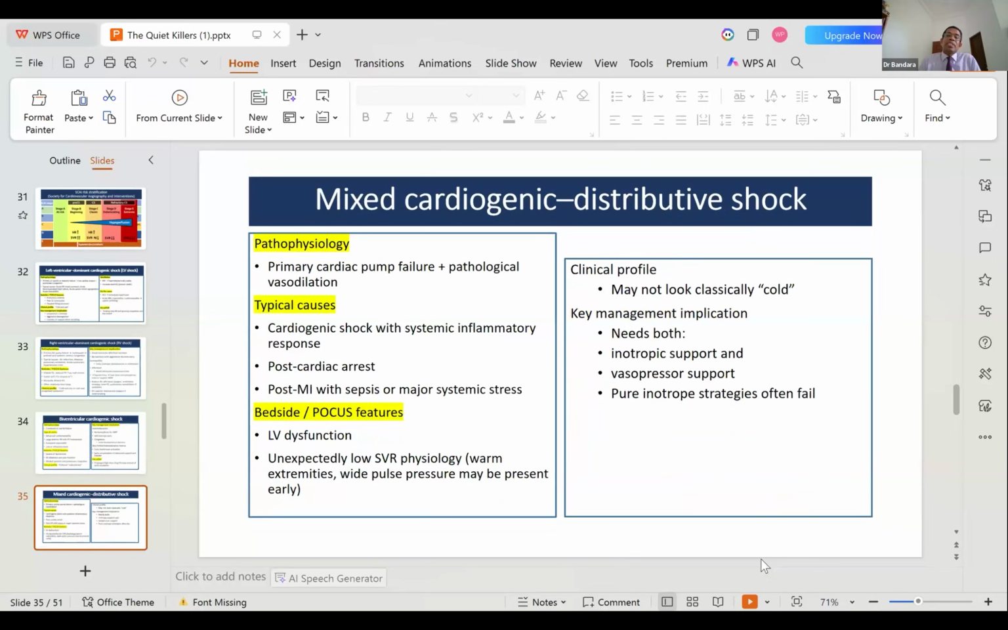If the patient is having mixed cardiogenic and distributive shock, in addition to pump failure, you have vasodilatation. For example, a patient with cardiogenic shock who is having SIRS or post-cardiac arrest syndrome. These patients need both inotropic support and vasopressor support, and might need mechanical support as well.